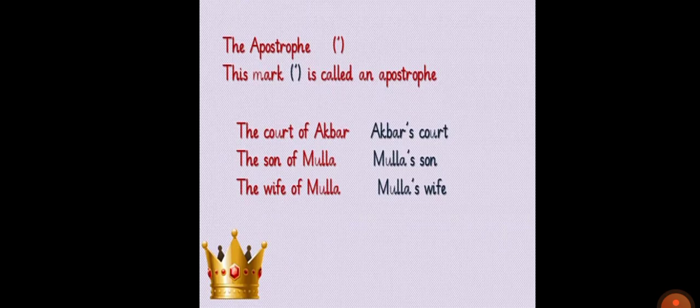Then have a look at the third sentence. The wife of Mullah. So instead of writing this long sentence, we will say Mullah's wife. This will show us that we are talking about the wife of Mullah. We are talking about the wife that belongs to Mullah. So this apostrophe S is showing us the relationship or the belongingness. Now have a look at a few more example sentences by which you will learn the use of apostrophe S in a better way.